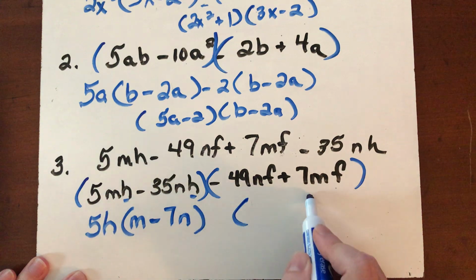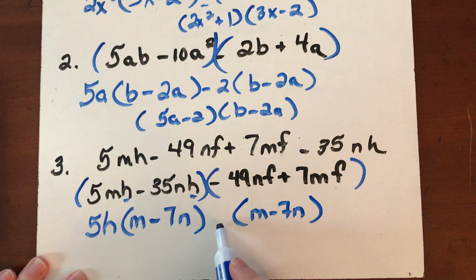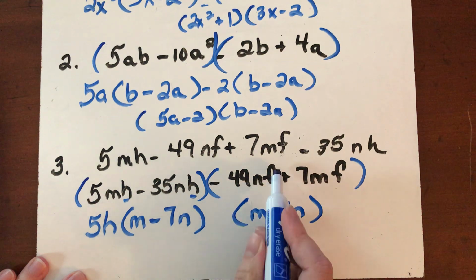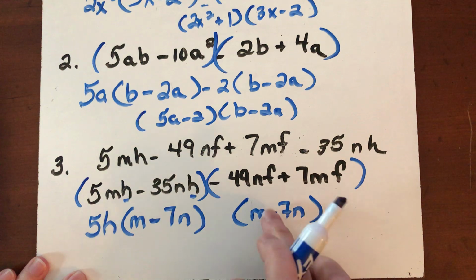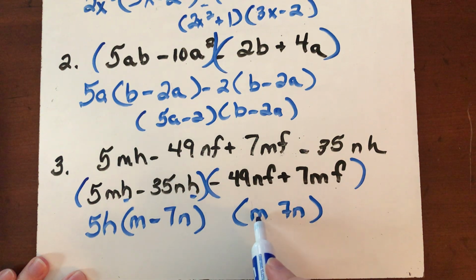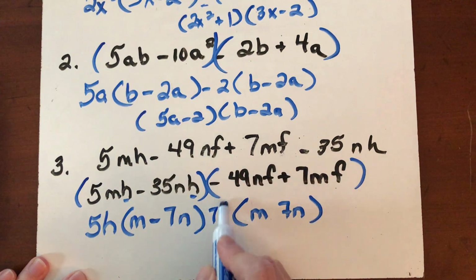Now again, I can cheat because I have m minus 7n. Now m times what is negative 49nf? Uh-oh, we have a problem. That one doesn't match that one. So let's go ahead and erase this and just double check. M times what is going to be 7mf? That is going to be 7f.